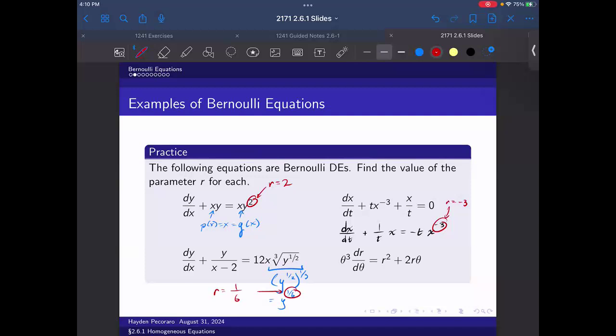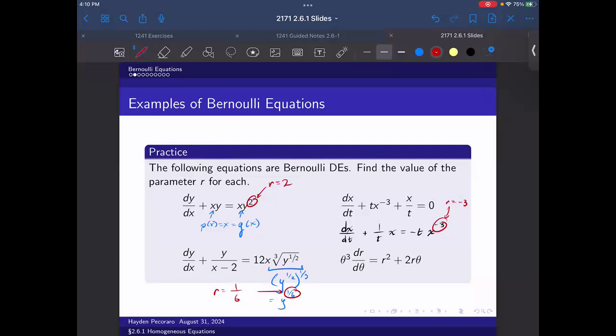Bernoulli DEs don't care whether the exponent there is an integer or not, because the solution method that we'll find for them, the type of number that r is irrelevant. All right, what about that last one?